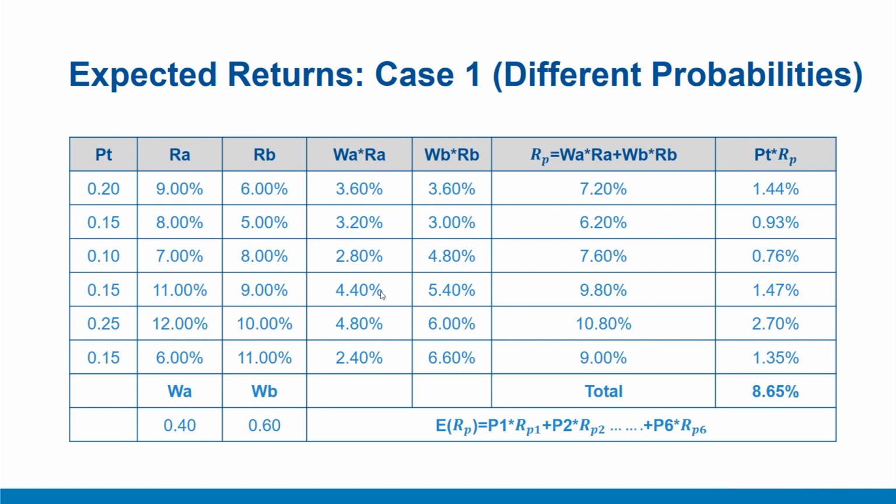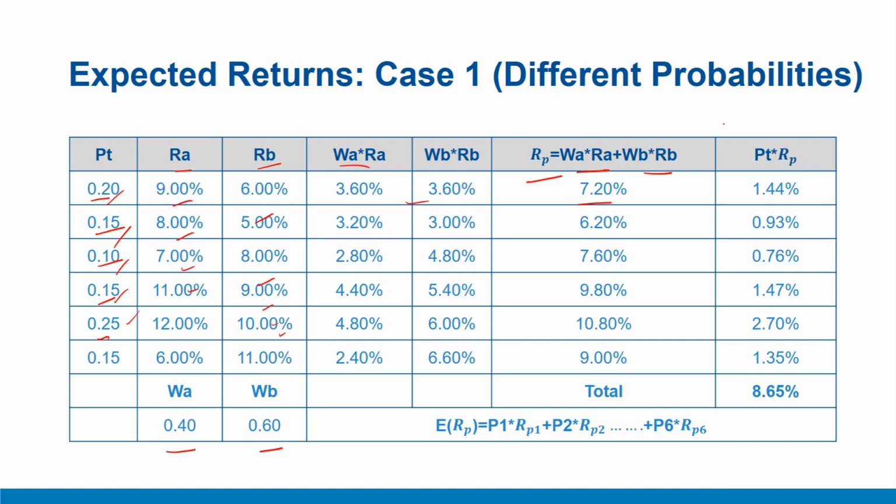In column 1, we have the probabilities that are shown here. These are the probabilities for different scenarios. Corresponding returns for security A are provided here and corresponding returns for security B are provided here. The weights are fixed externally, 40% proportionate investment in security A and 60% proportionate investment in security B. Now, the actual returns for each scenario are computed here, which are simply WA times RA plus WB times RB. And this will give us the actual return for each scenario with given probabilities as shown here.